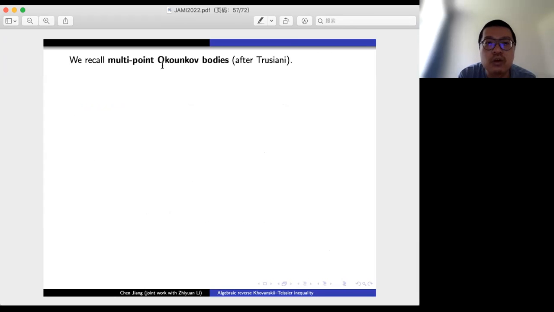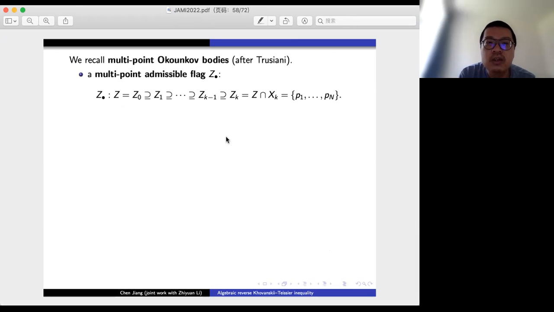Here we introduce the so-called multipoint Okounkov bodies. This is due to Zhiyuan Li. Here I only state a simple version. A multiple point flag is just a flag in which we allow the last zero-dimensional variety to be a set of points. So Z_1 to Z_{k-1} are just subvarieties, but the last one is a set of points.